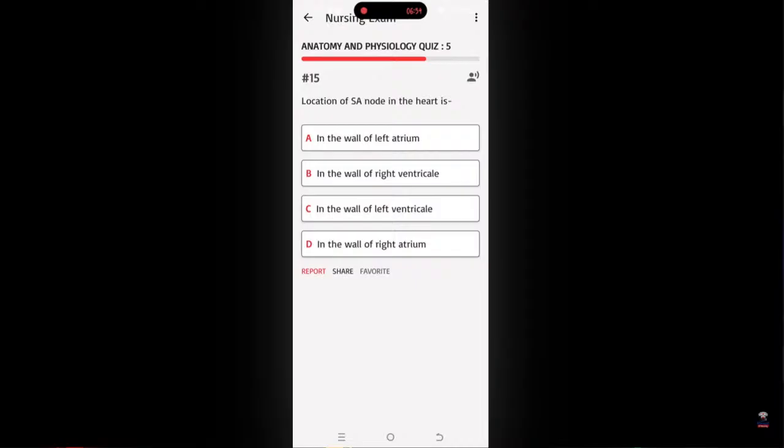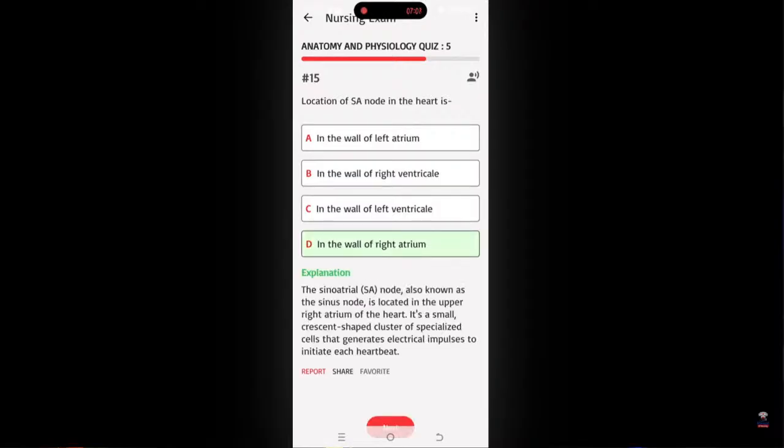Location of SA node in the heart is A. In the wall of left atrium, B. In the wall of right ventricle, C. In the wall of left ventricle, D. In the wall of right atrium. Correct answer: The sinoatrial (SA) node, also known as the sinus node, is located in the upper right atrium of the heart. It's a small, crescent-shaped cluster of specialized cells that generates electrical impulses to initiate each heartbeat.